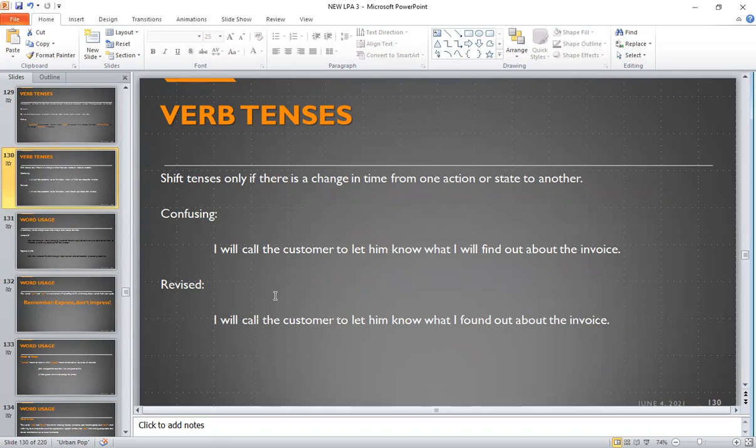Here, confusing: I will call the customer to let him know what I will find out about the invoice. Revised: I will call the customer to let him know what I found out about the invoice. If you're a Filipino, it's okay, you understand. However, because of the tenses, it's incorrect.